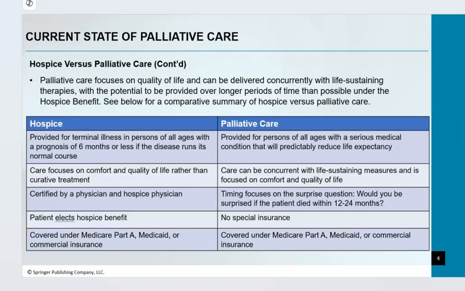This is a decent slide, I think. Remember that palliative care as a whole, we're focusing on quality of life and reducing the burden of suffering. And so we can do that at the same time that we are giving life-sustaining treatments or curative treatments. And this could be a longer period of time than is possible under the hospice benefit. So remember, you can only be under the hospice label when you're under that certain set of criteria.